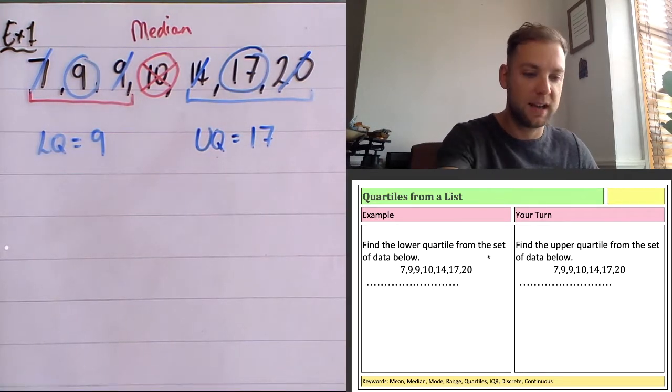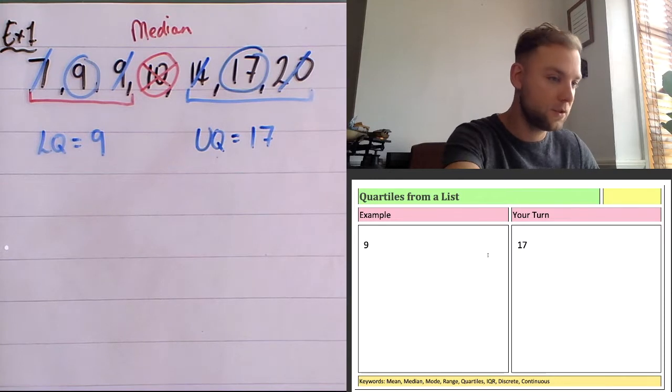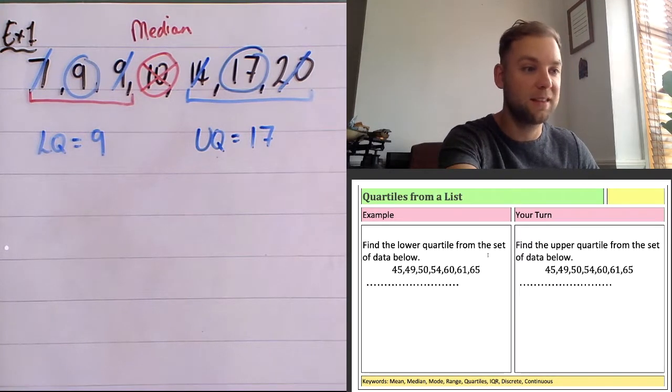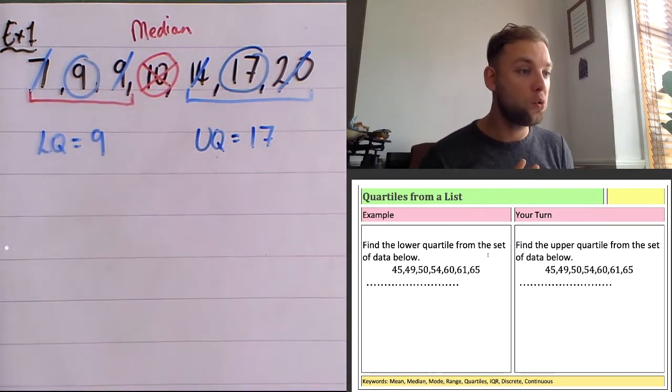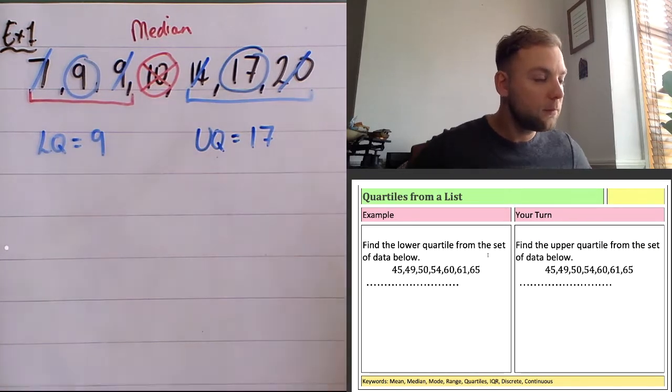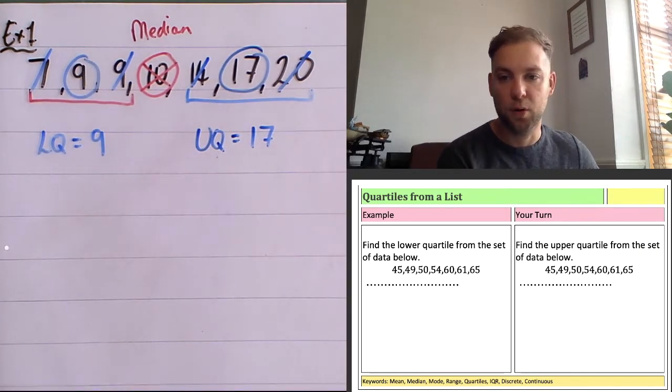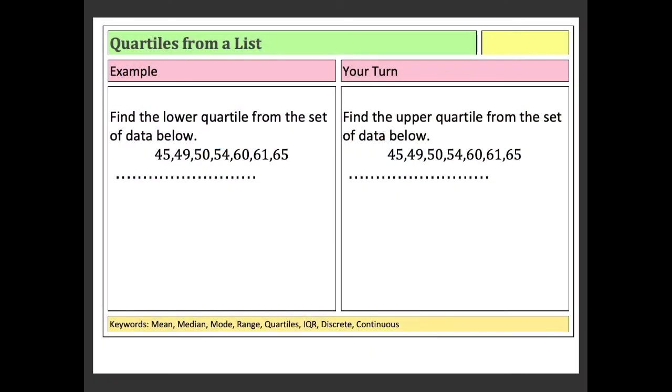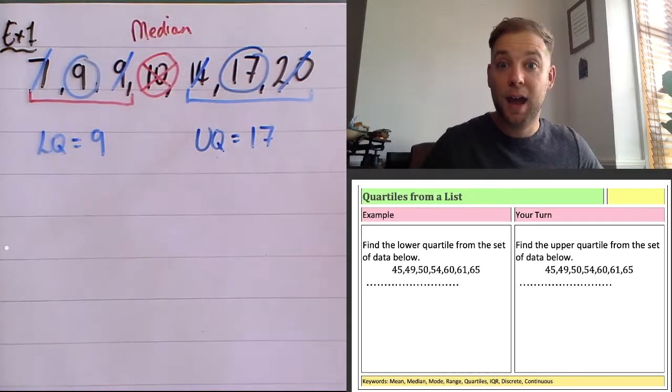Let's have a look at our next example. So we've got 9 and 17, super perfect. So find the lower quartile from the set of data below, and find the upper quartile from the set of data below. I'm going to make it big. Maybe have a little go at this one yourself now. So pause now and have a little go at that. Okay, I'm going to go through it anyway.